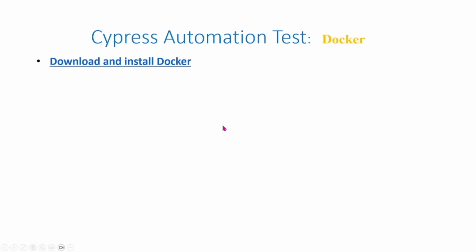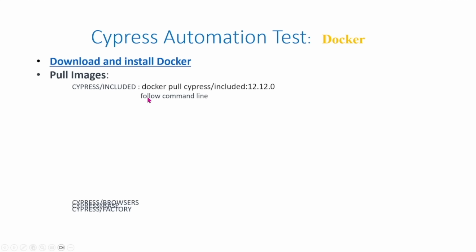So, in order to download and install Docker, go to this link right here, which is docker.com/products/docker-desktop. Once you install this, you should pull some images. So this is a command that you can use to pull images. For Cypress, you write docker pull cypress, and then include 12.12.0, and then you just write this in the command line. These are some other images that you can pull, but we won't be pulling them in this video.